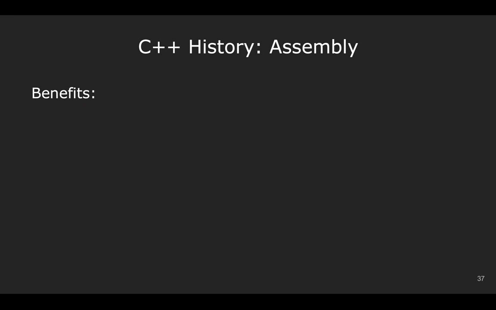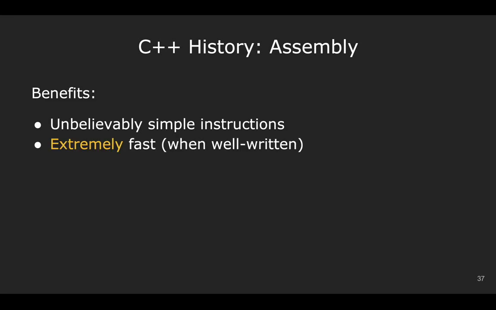So where did assembly come from? Assembly was the original way that people could communicate with computers. It had unbelievably simple instructions, which you saw on the previous slide. It was extremely fast because you were communicating directly with the computer, when well written. That's not necessarily easy to do or always the case. And finally, assembly does give you complete control over your program. You are literally, as a programmer, directing where to put what piece of memory at what point in time.